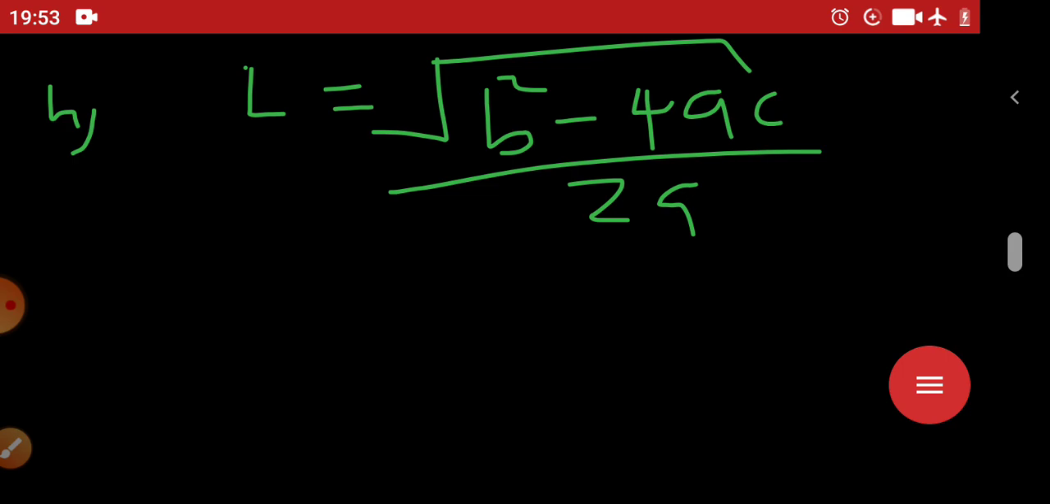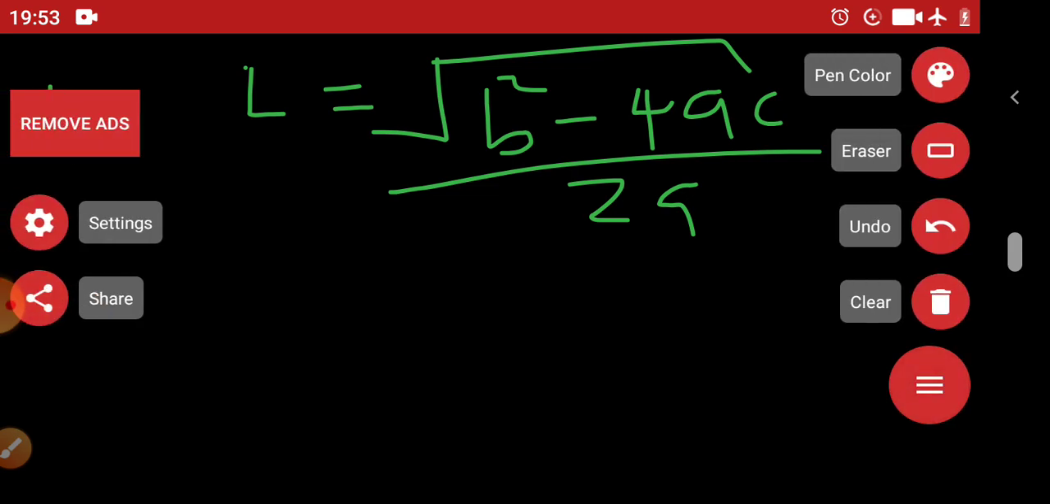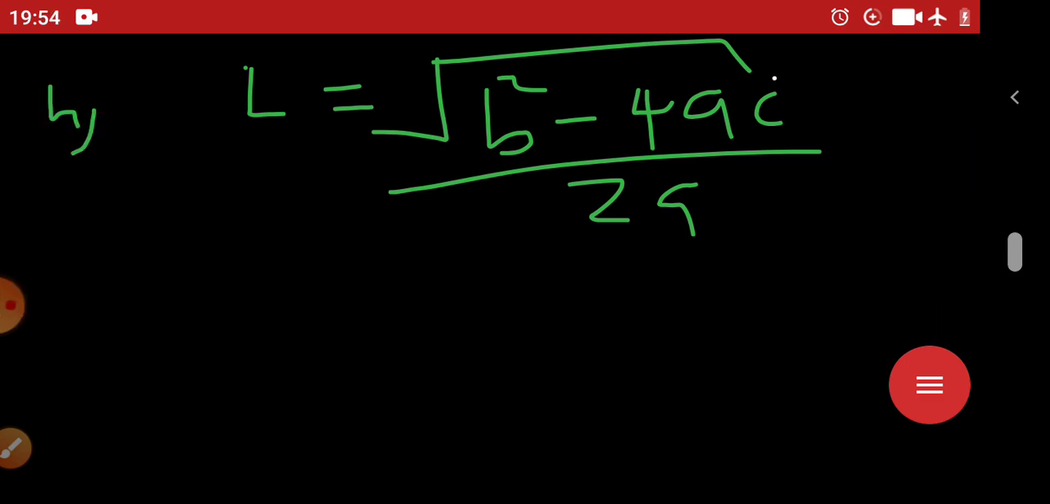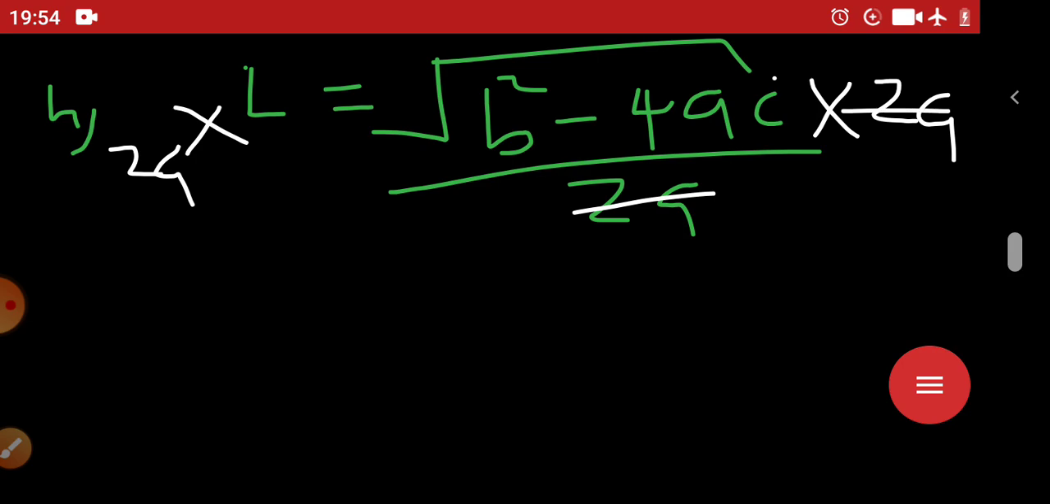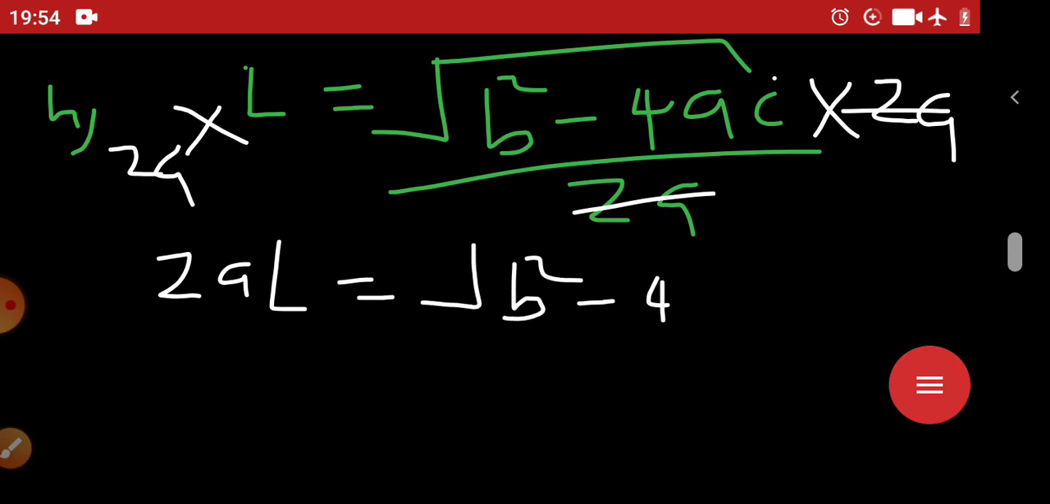We want to make b the subject of the formula, so it will be convenient to remove the denominator. How do we do that? We remove the denominator by multiplying by 2a both sides, so that this would cancel this. From the left hand side we have 2al, and this side we are left with the square root of b squared minus 4ac.